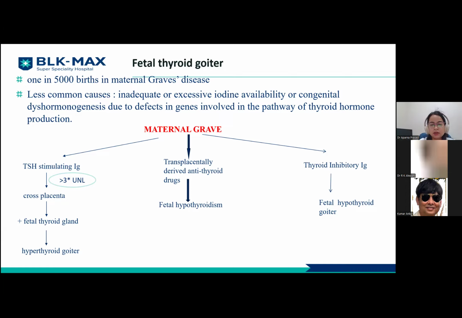First of all, in maternal Graves' disease, there are two types of antibodies which are transmitted transplacentally. First is TSH stimulatory antibodies which cross the placenta, and they can increase the T3, T4 secretion and cause a hyperthyroid goiter. Second is the thyroid inhibitory immunoglobulin.